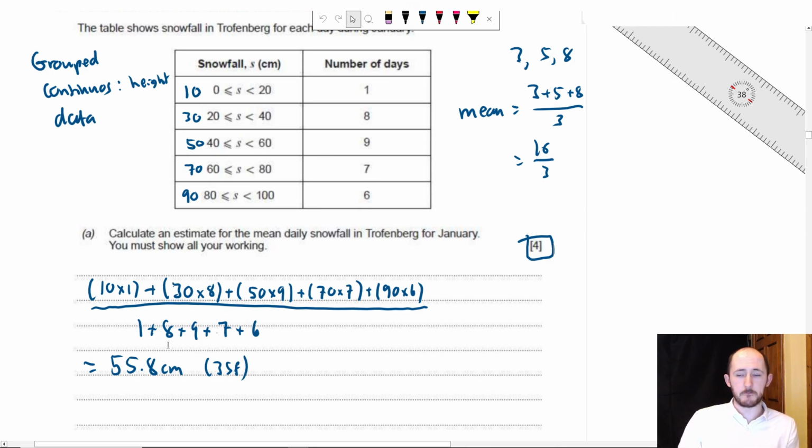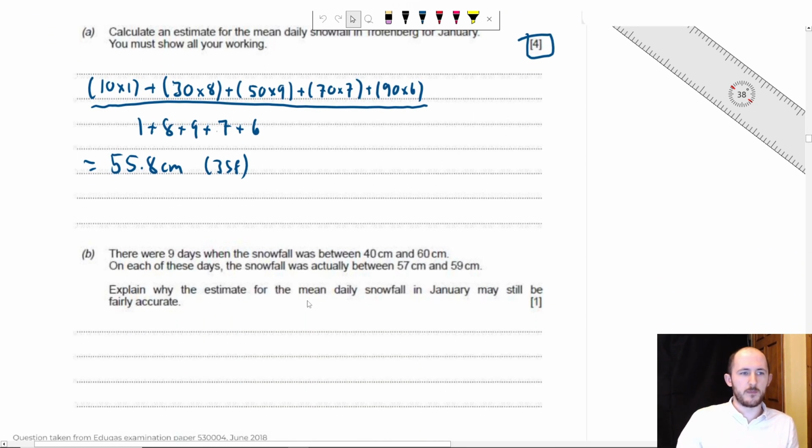I want to make up my own part B. Normally it says, why is your mean an estimate? The reason for that is because we take the midpoints. In this class here, 0 to 20 centimetres, I'm assuming this one day had 10 centimetres of snow exactly. In actuality, it could have been 20, 19, 1, or 0. Same here. I'm assuming all 8 days are roughly 30 centimetres, but they could have all been 20 or all been 39. They've switched up the formula here, and made it that in this case it's actually between 57 and 59.